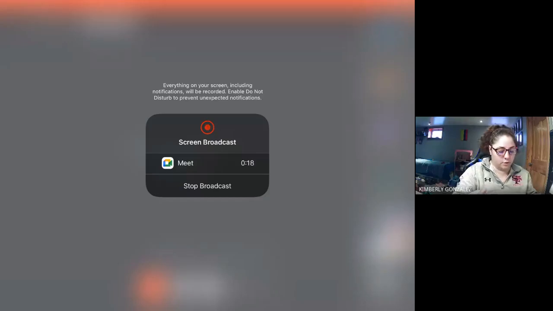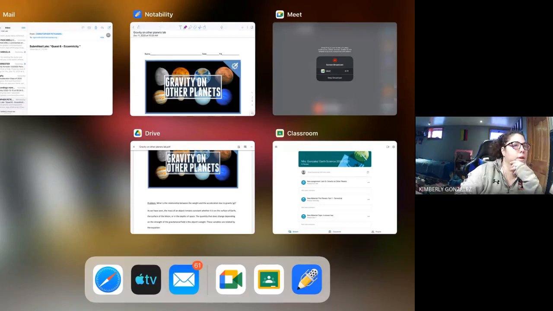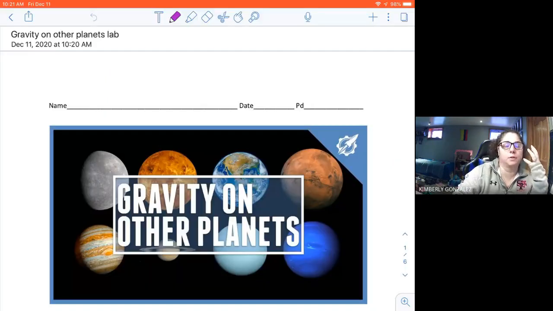All right, ladies and gentlemen, so we are going to be working on the Gravity on Other Planets lab. Now, this isn't a very difficult lab, but it does require you to do math. So again, you are going to show all of your calculations, okay? You have to show your calculations. It's going to be 20% or 20 points out of 40. If you do not have your calculations, you're going to lose half credit, okay?